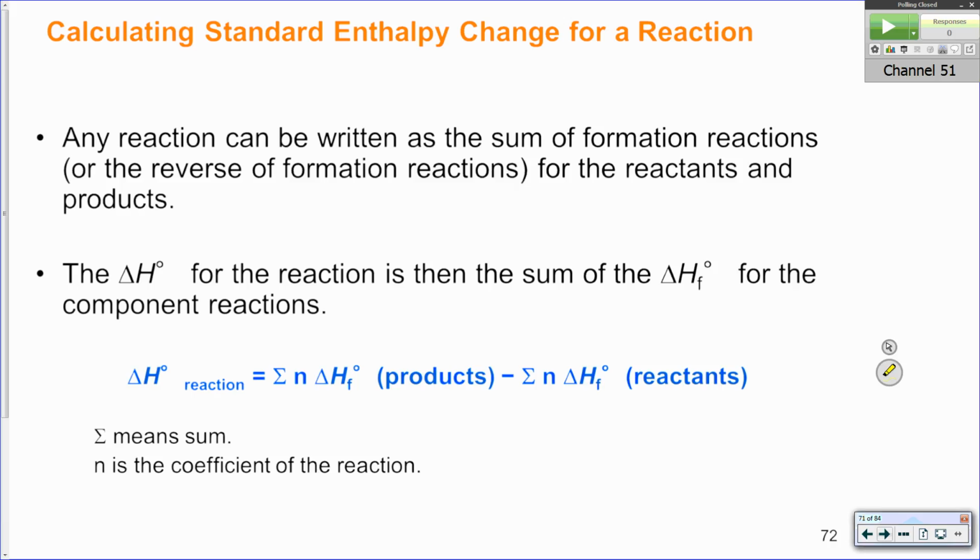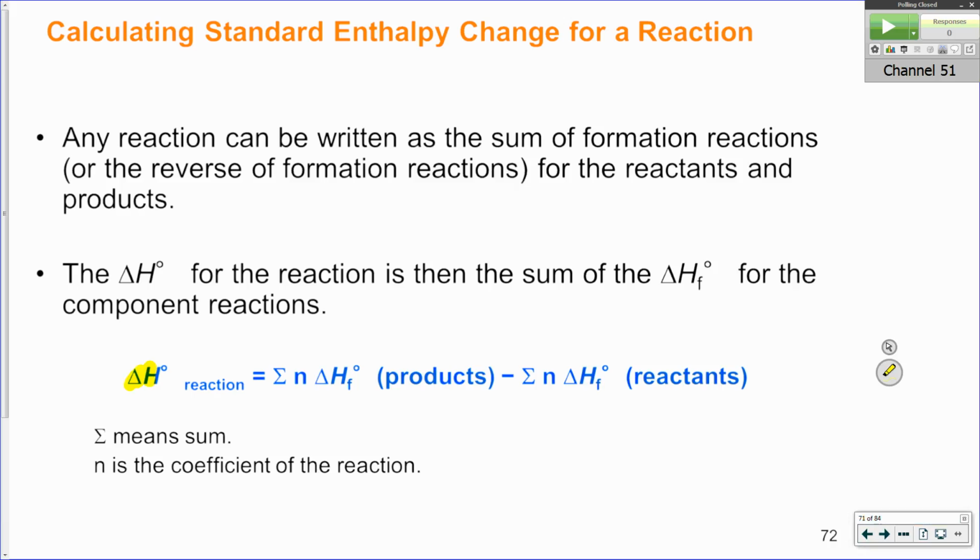Because enthalpy is a state function, we can take things that are known, add them together, and find the enthalpy of an unknown. We want to use shortcuts whenever we can. So the shortcut that we're going to learn to use is called Hess's Law. And this is Hess's Law.